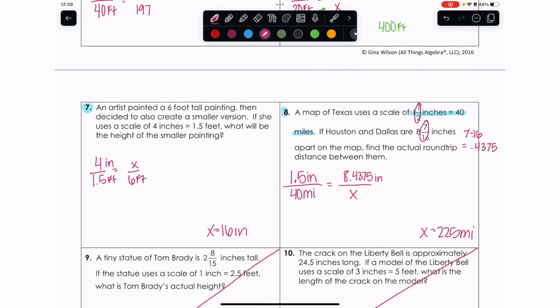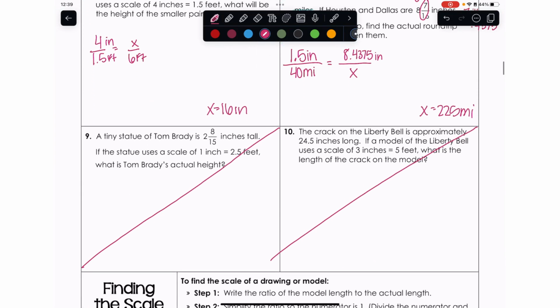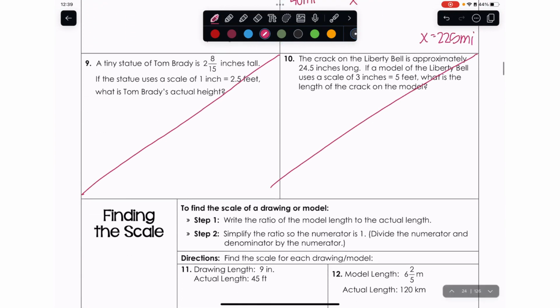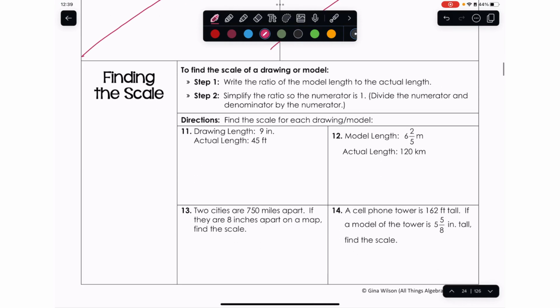So that's it for finding a missing length, okay? I'm given the scale. I'm going to find a missing length to one of the 2, right? I need the model length or I need the actual length. We also have a couple problems where I have to be the one to find the scale, okay? Where I'm given 2 distances or 2 lengths, and I want to figure out what one of the model length corresponds to with my actual length, okay?